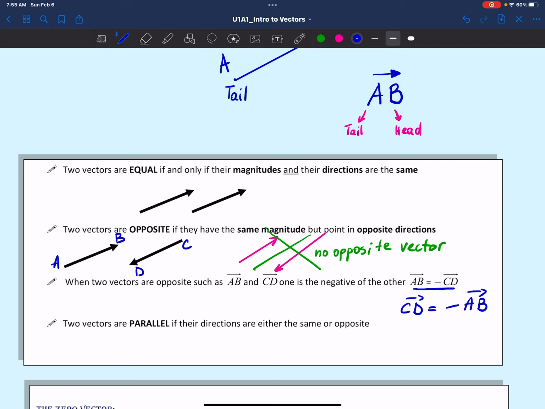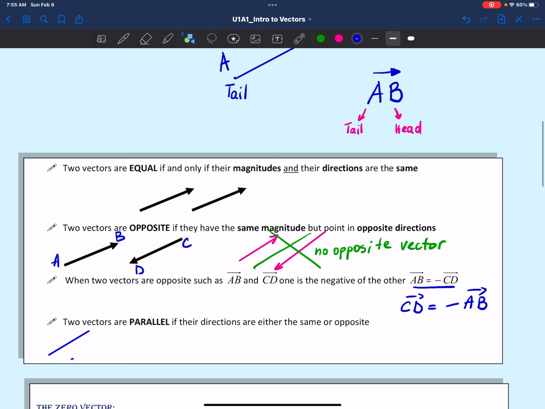Now, two vectors are parallel if their directions are either the same or opposite. So here are some examples. Here is one and here is another. So these two are parallel vectors. They're going in the same direction. Magnitudes are different. They're still parallel.